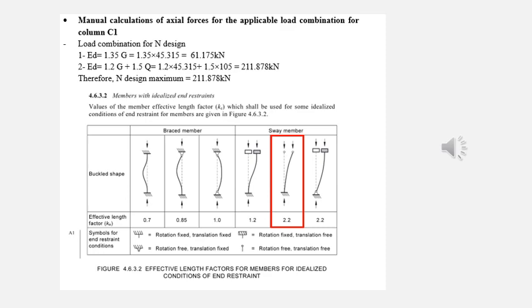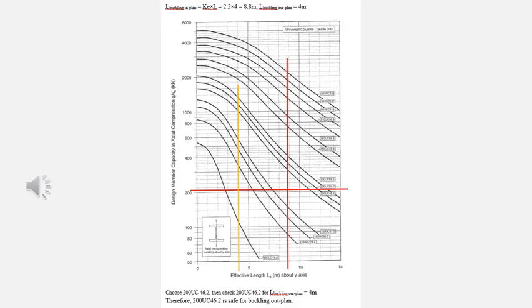For columns, unlike beams, we don't use bending moment, shear, and deflection to see if it's safe. We use axial forces, also known as end design maximum. Then we use the L buckling in plan to check if the column is safe. In the end, we decided to choose 200 UC 46.2 for our column, and it is safe.